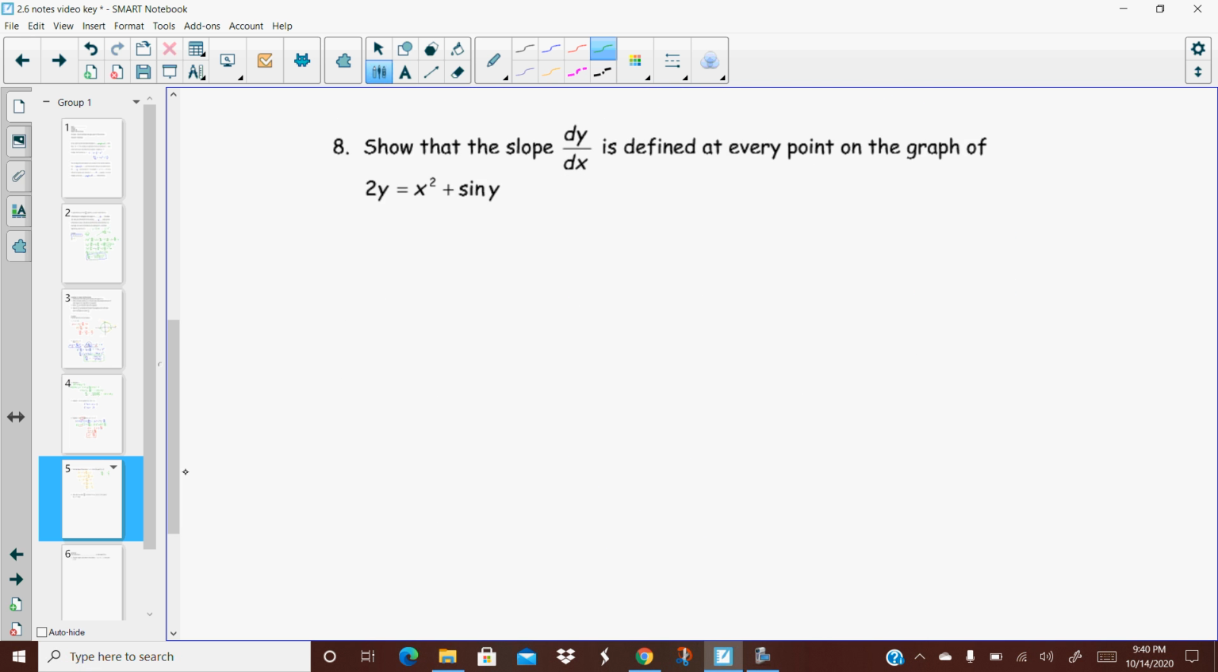Okay, in number 8, show that the slope dy dx is defined at every point on the given graph of 2y equals x squared plus sine y. Well, in order for me to show that the derivative is defined everywhere, I guess I should probably find the derivative first. So let's take the derivative. Derivative of the left side is going to be the derivative of 2y, which is implicit. So it's 2 and then times dy over dx. The derivative of the right side, derivative of x squared is 2x. The derivative of sine of y is cosine y times dy over dx.